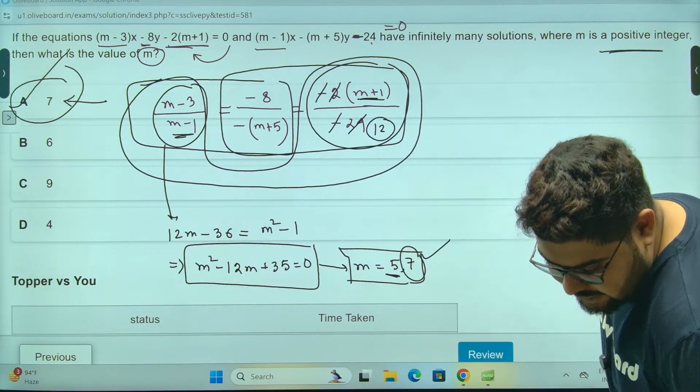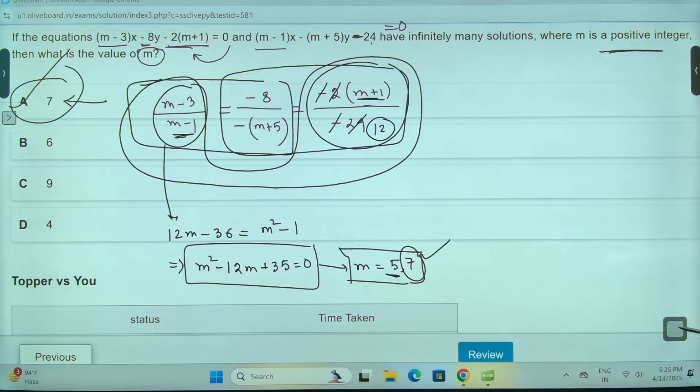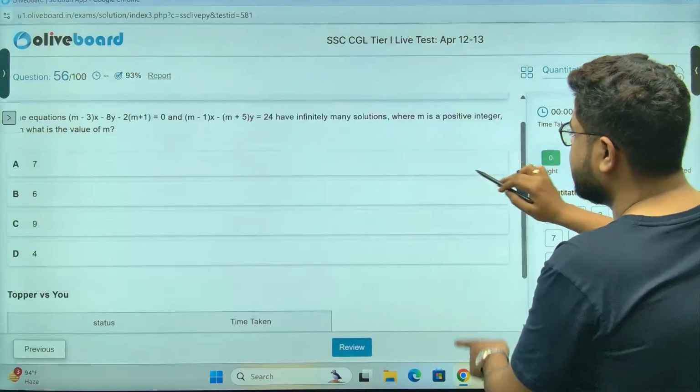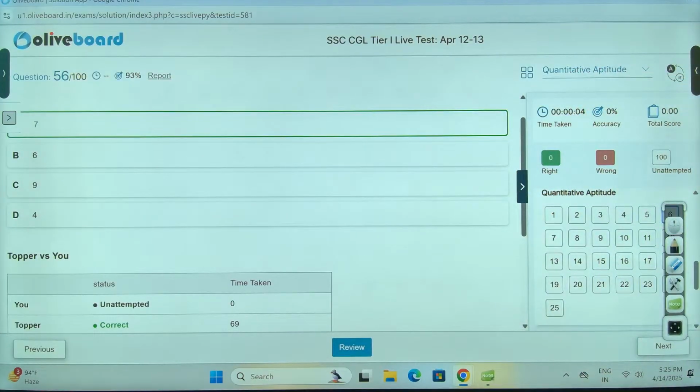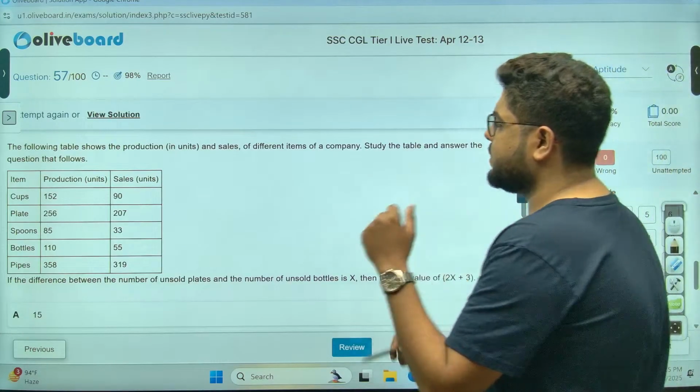Clear, sir? Now you can solve this question, I hope. Right? Okay, see, the answer is 7. Perfect. So again, not a very difficult question.